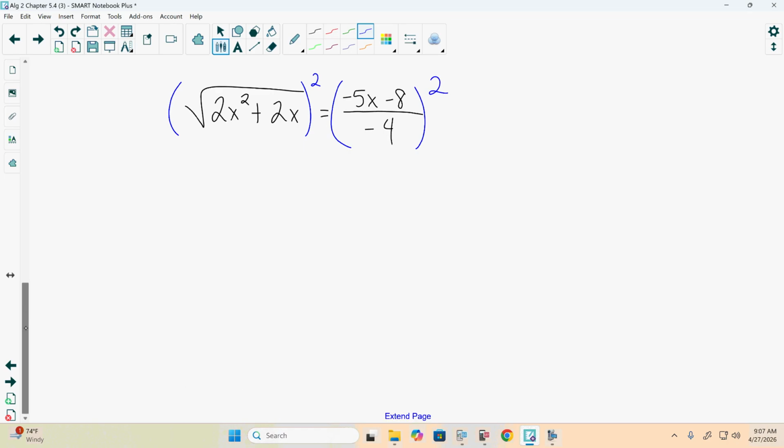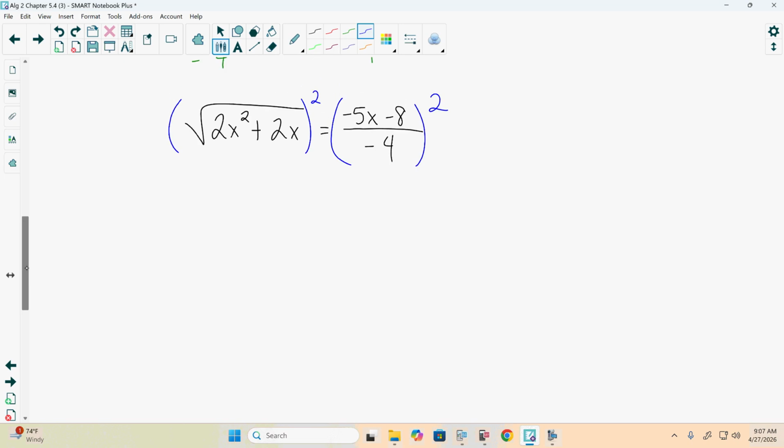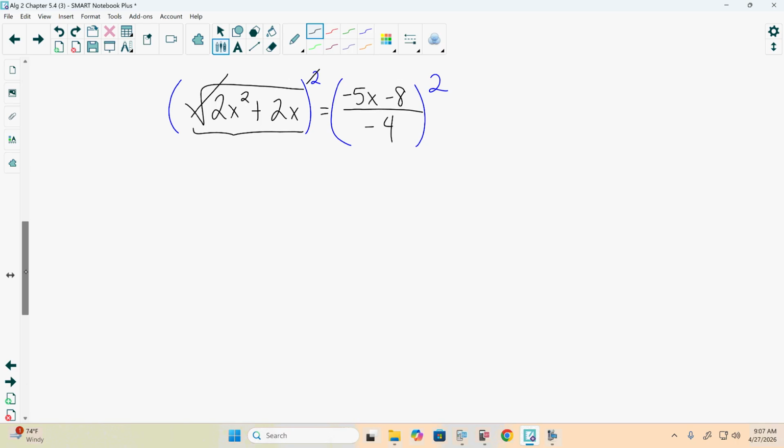And unlike the first time we did this, the left-hand side is actually going to work out nice because the only term we have in this is the square root. We're not so much focused on the 2x squared plus 2x. That is 2 terms. But because they're chained within the square root, we don't have anything added to it or subtracted from it. We can just square it, and by doing that, we're going to cancel the square root and square, leaving us with 2x squared plus 2x equals.